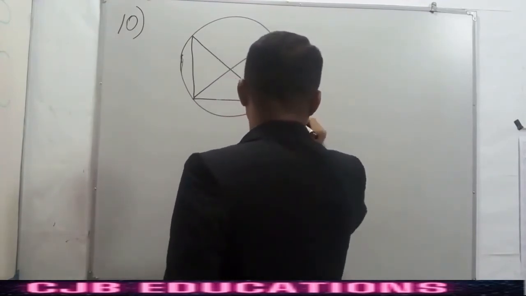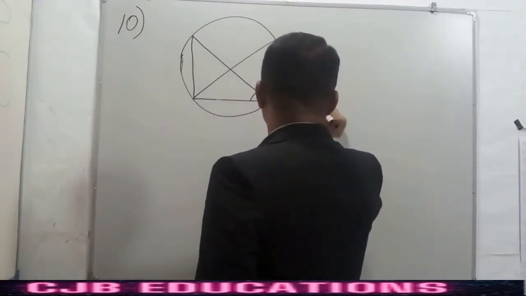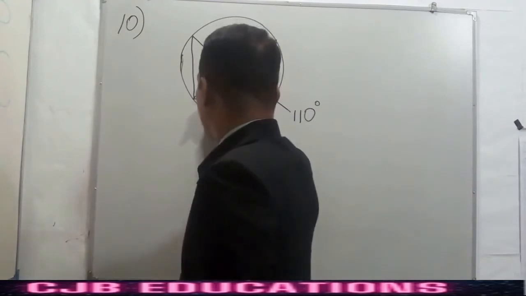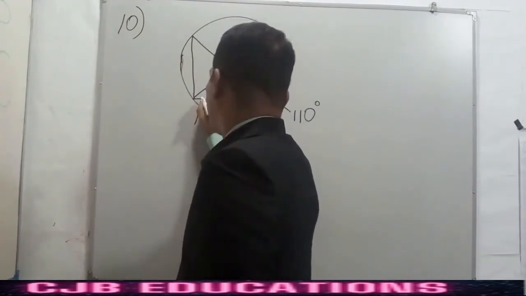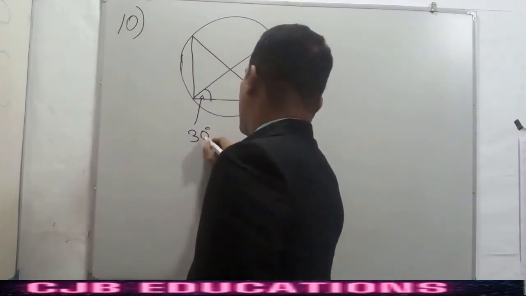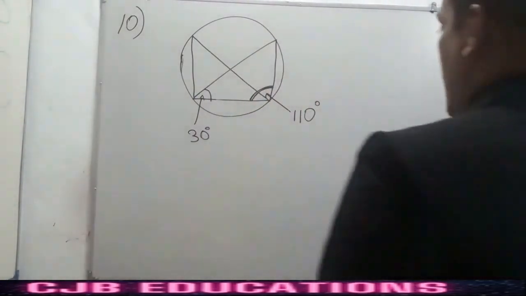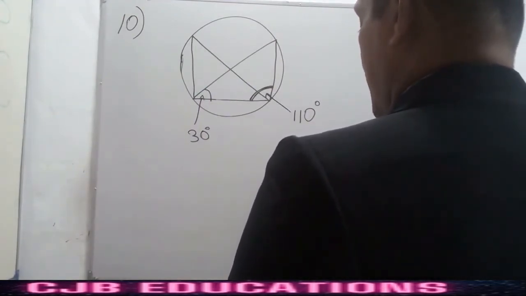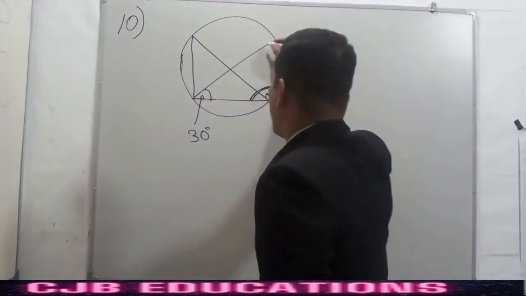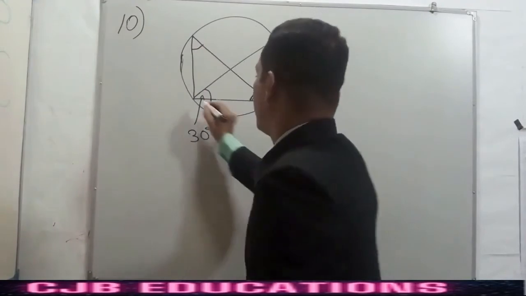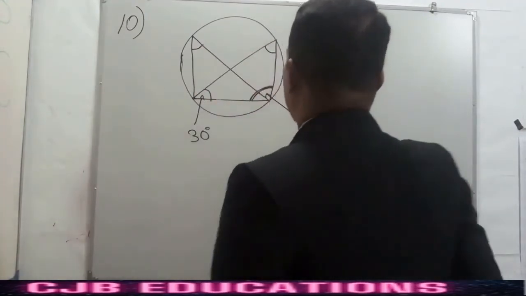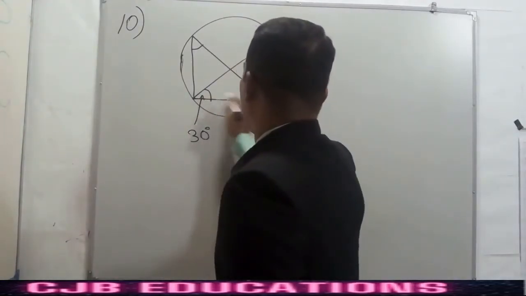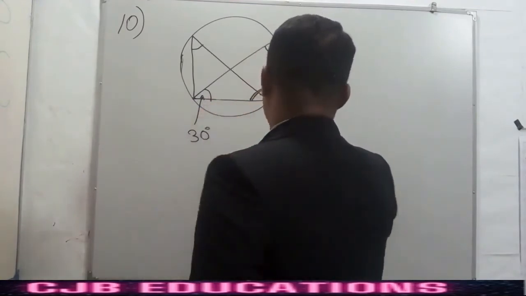This is the figure. The information is given for this angle: 110 degrees, this whole angle. Then this angle is 30 degrees. Then we know a theorem: angles in the same segment of a circle are equal. Then we can get these two angles equal.